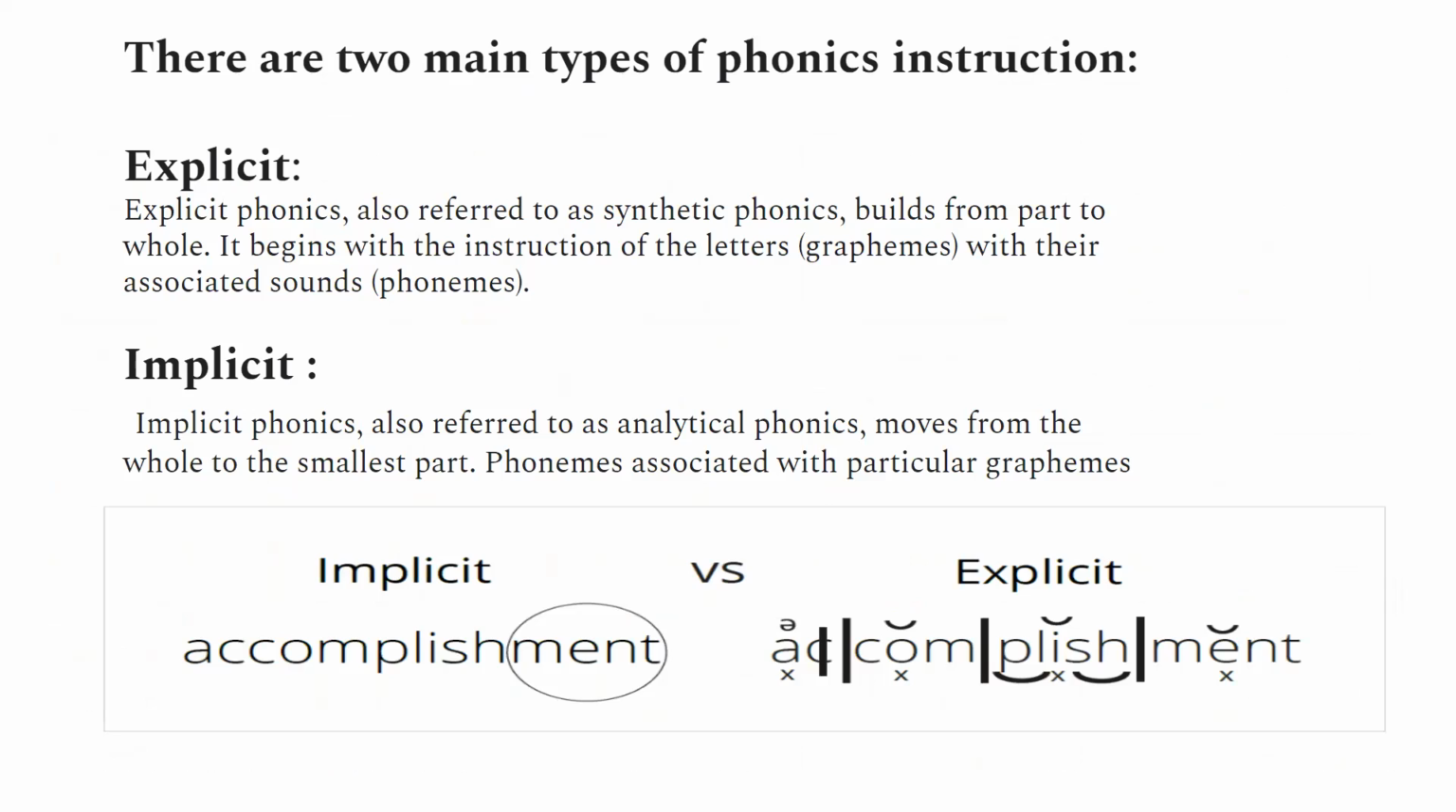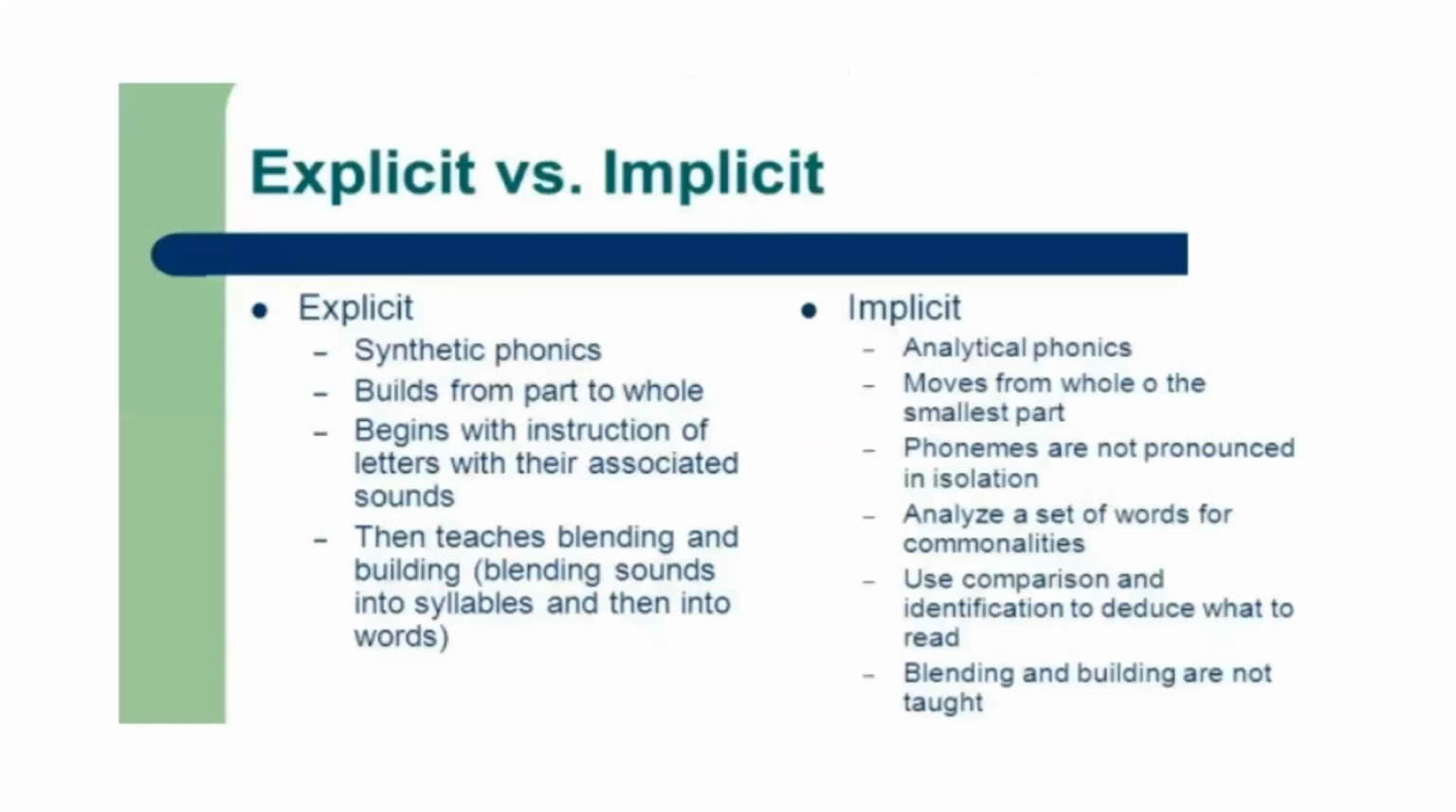So in phonics, we have two main types of instruction, that is explicit and implicit. Explicit is referred to as synthetic phonics. It's built from part to whole. Implicit is referred to as analytic phonics, which moves from whole to small parts. I am taking the word accomplishment as an example. From this image you can see implicit cuts down small parts from the whole word, and explicit combines the whole word from the small parts.